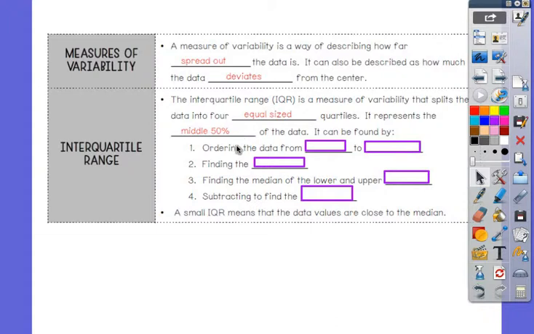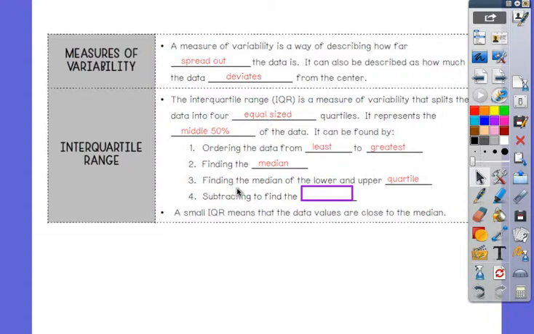It can be found by first ordering the data from least to greatest, just like we did in yesterday's lesson. Then again, finding the median, so same thing. Then once you find the median, you're going to find the median of the lower half, and then the median of the upper half, or quartiles. That's how we're splitting it into 4 sections.